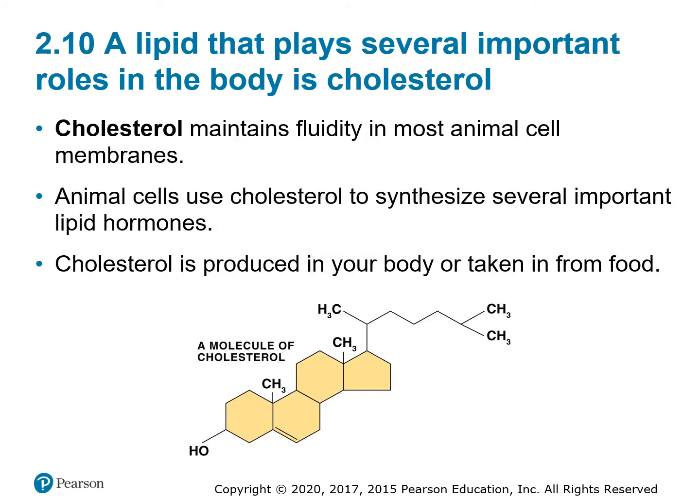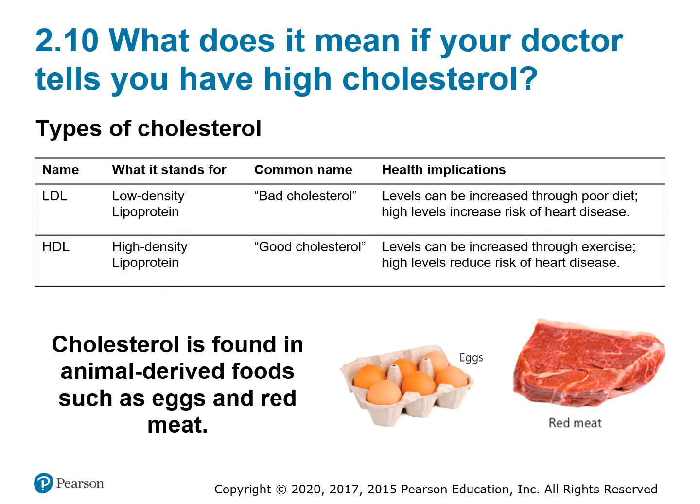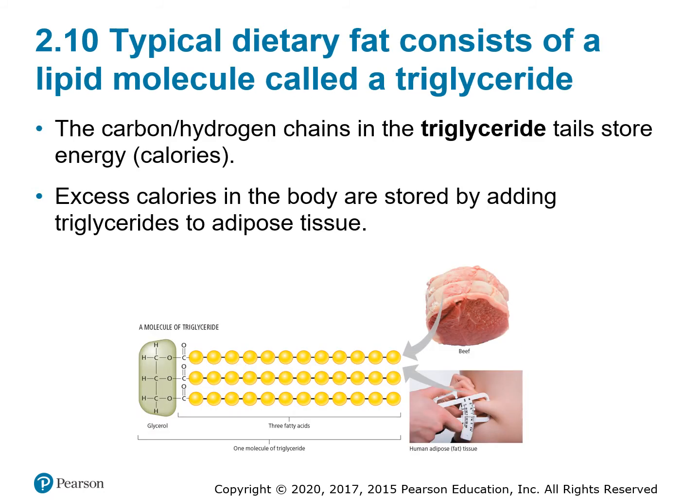Another important lipid is cholesterol, which maintains fluidity in most animal cell membranes. And if you have high cholesterol, one of the concerns is that you may have too much of the bad cholesterol, and this can cause hardening in certain tissues, especially in your arteries. Much of the fat that we eat contains triglycerides, and these are often stored for future use in our fat or adipose tissue.